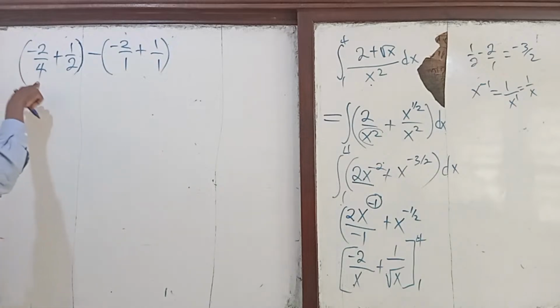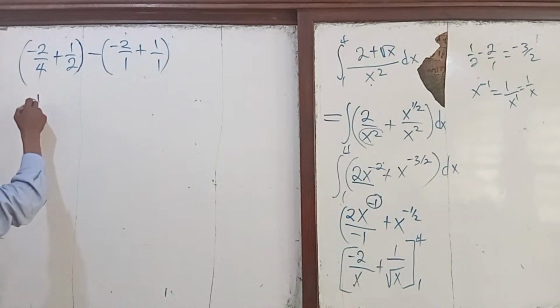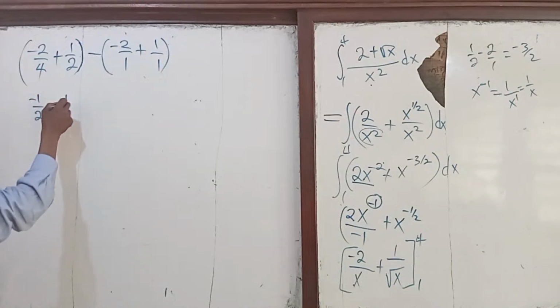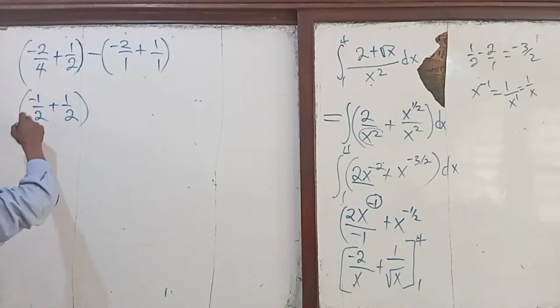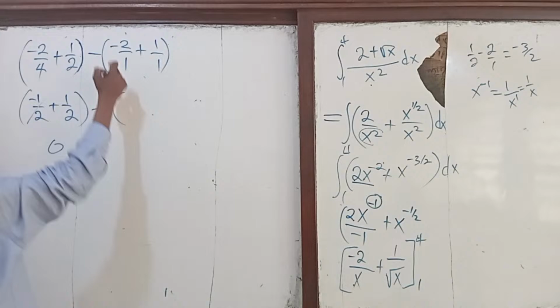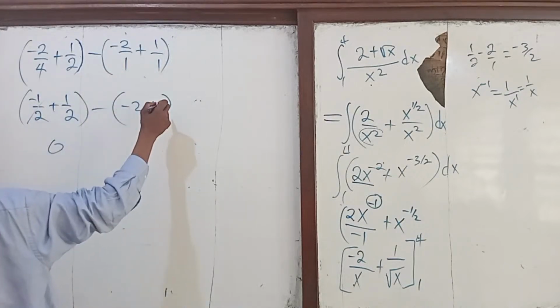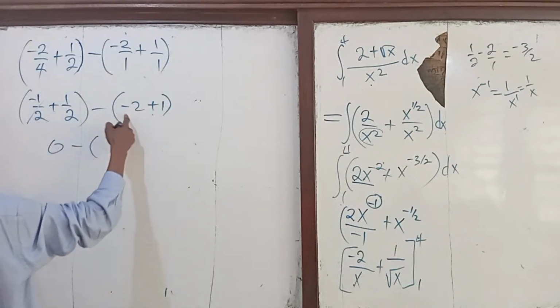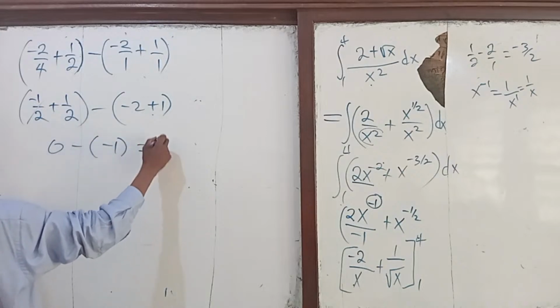Minus 2 over 4, that's minus 1 over 2, plus 1 over 2. So this one cancels. That will give you 0, and minus 2 plus 1, that's minus 1. So the answer is 1 here.